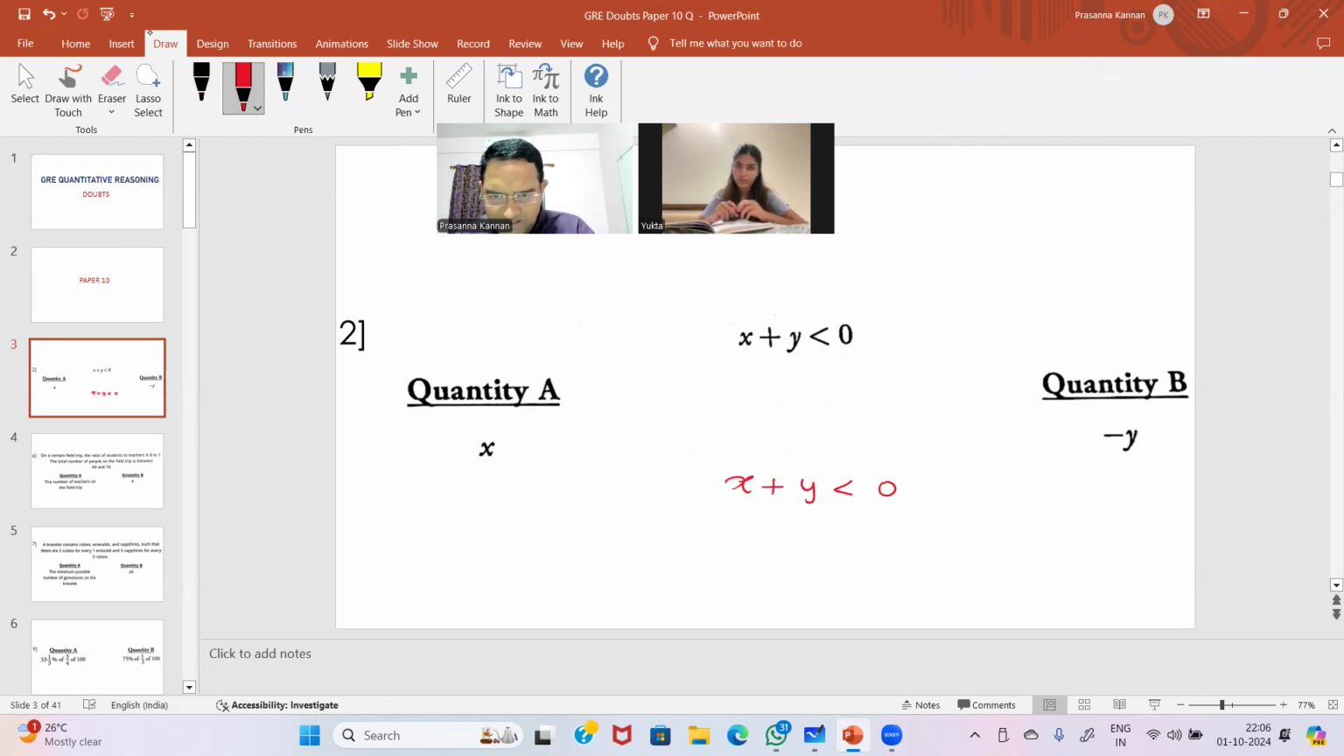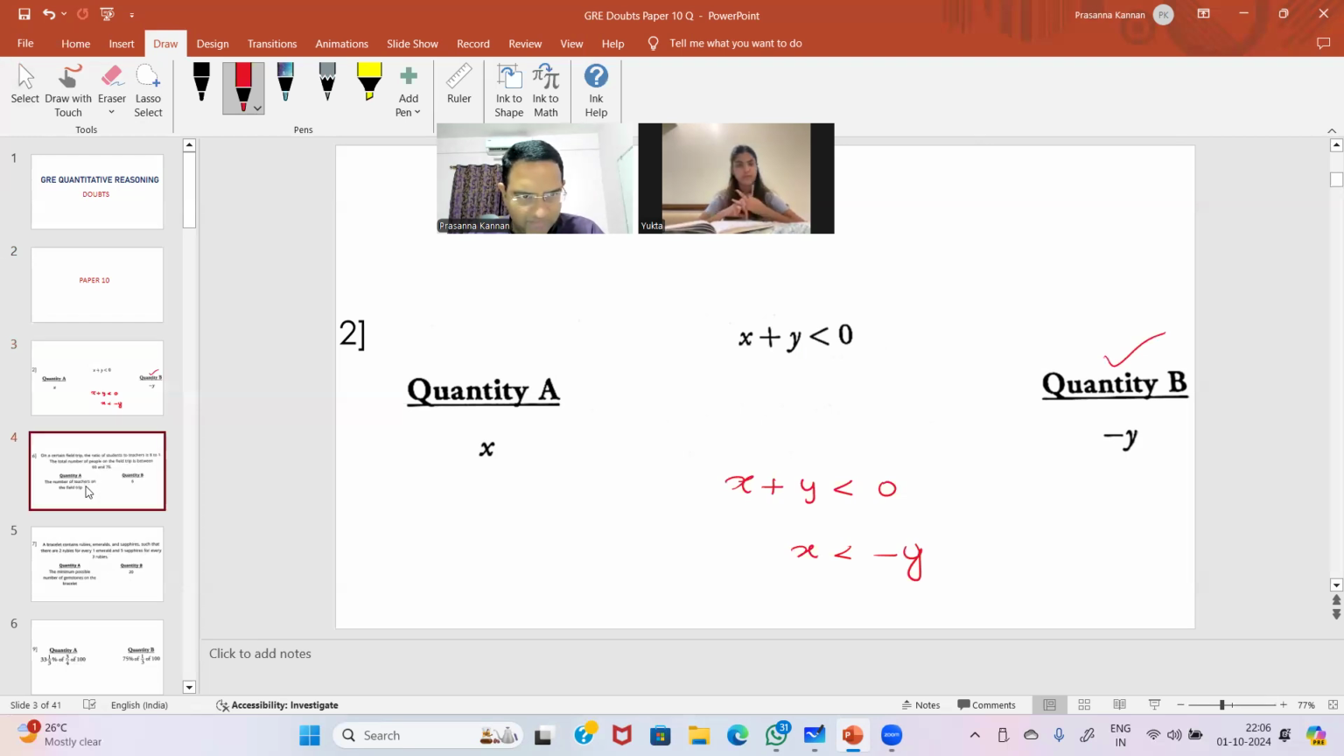So x plus y is less than 0. So if you push y to the other side, minus y, x becomes less than minus y. That's it. So obviously the second term is greater, correct? So quantity B is greater in this question. Correct. And you got it right, correct? Yeah.